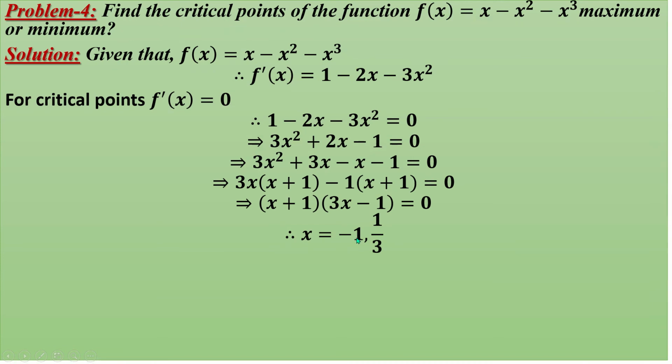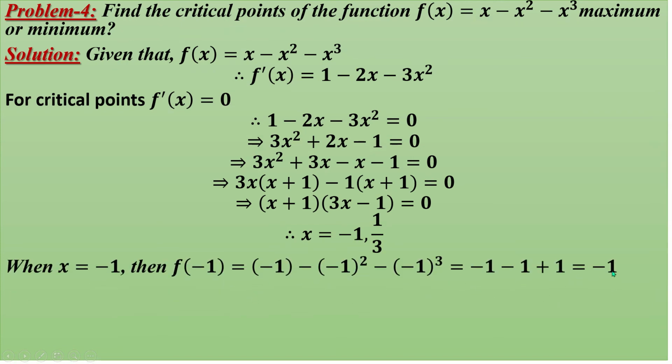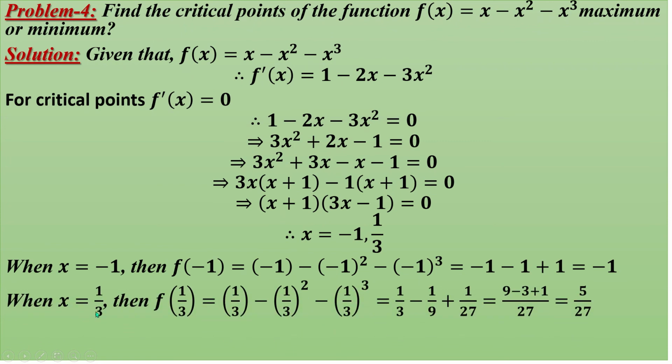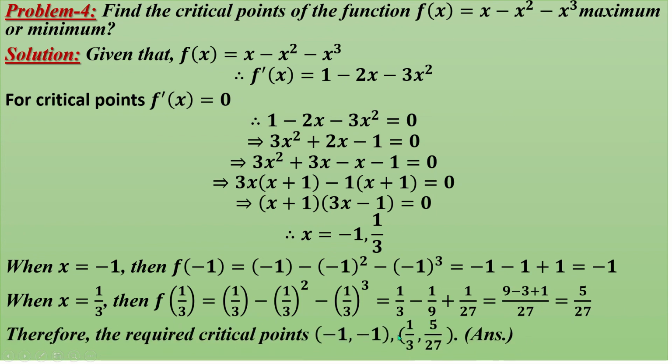As x is equal to minus 1 and 1 by 3, therefore f of x will also be minus 1 for x equal to 1, and for x equal to 1 by 3 we will get 5 by 27. So x is equal to minus 1, y is equal to minus 1; x is equal to 1 by 3, y is equal to 5 by 27. That means the critical points are (minus 1, 1) and (1 by 3, 5 by 27). This is the required answer.